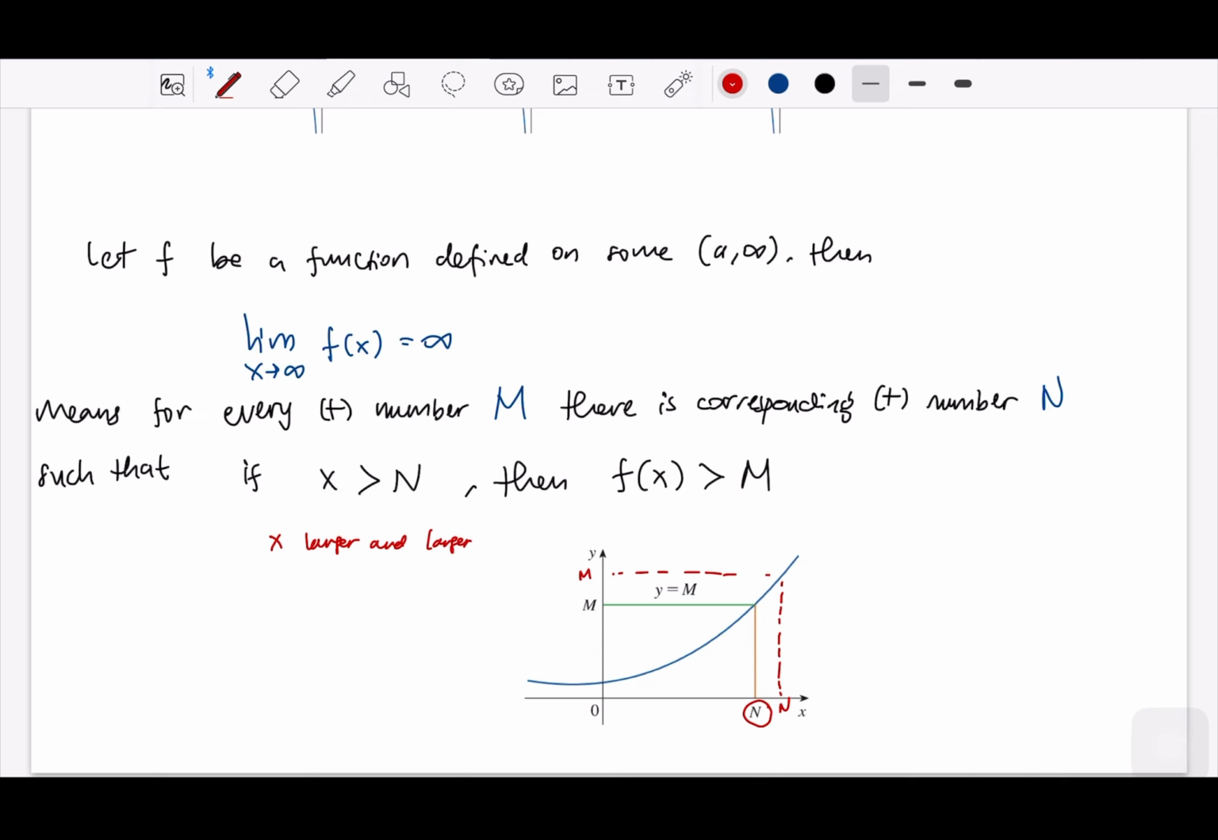So I think that's it for the additional notes. Hopefully it can help you to understand the precise definitions.